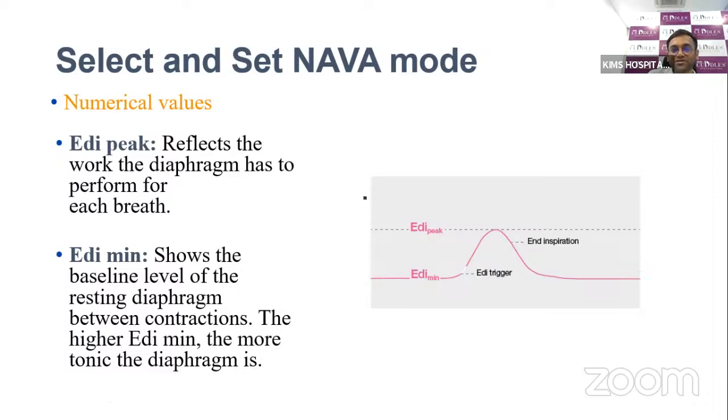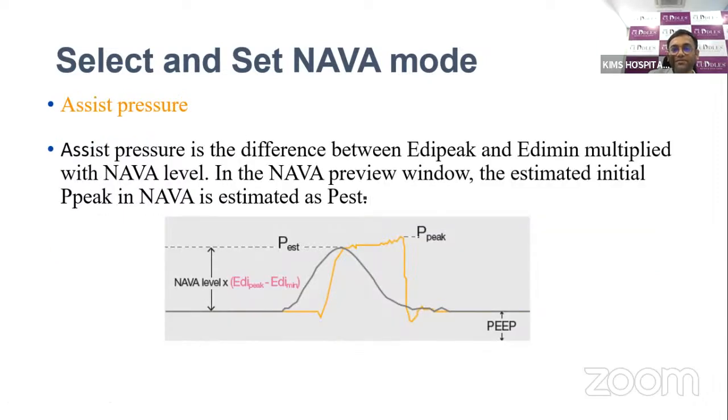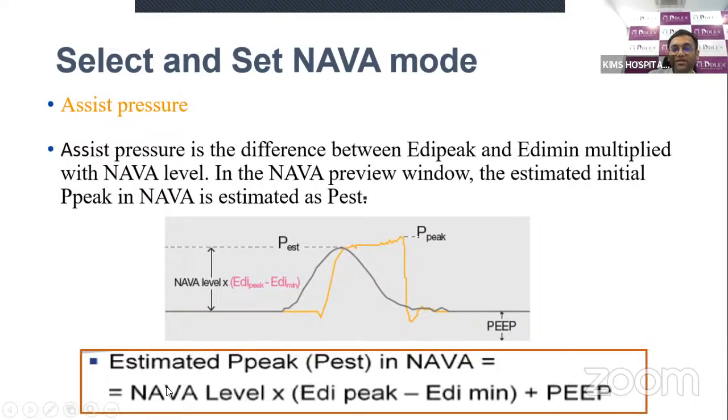So what is the assist pressure? The P peak is the maximum pressure that has been delivered to the baby. In order to calculate it, we need the NAVA level, the EDA peak and the EDA minimum, and we need to have a PEEP. The formula for the estimated P peak in NAVA is the NAVA level times the difference between the EDA peak and EDA minimum, plus PEEP. This is the P peak in the NAVA mode of ventilation.